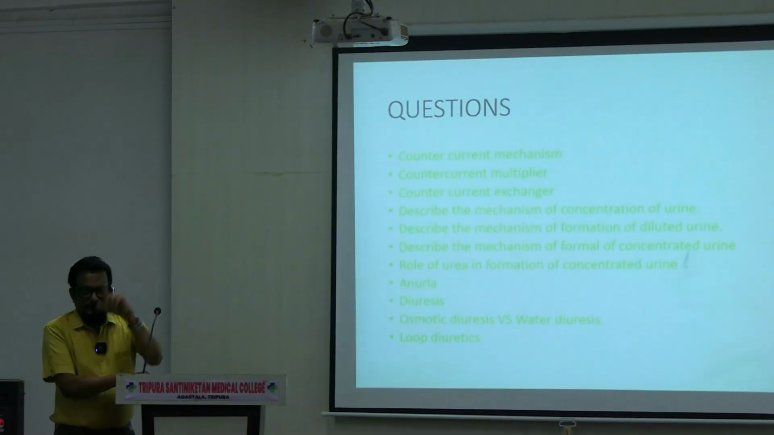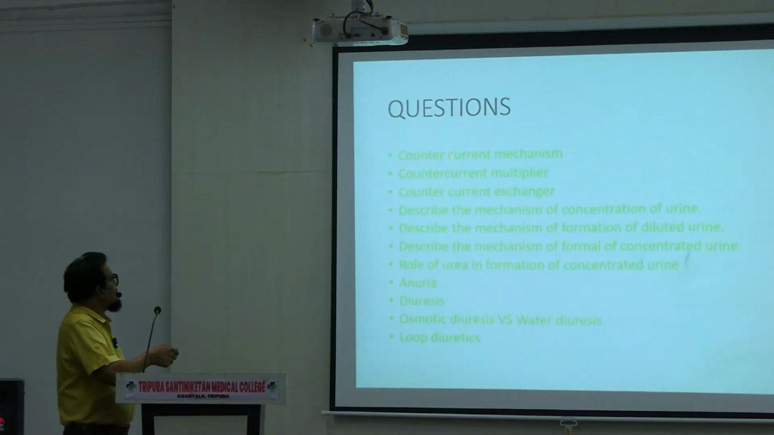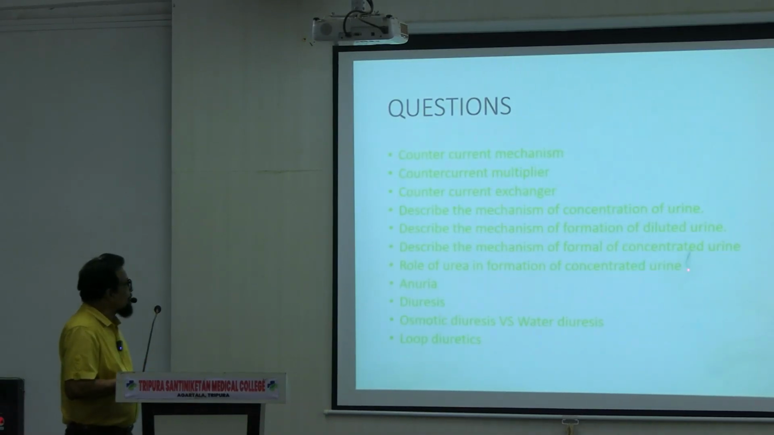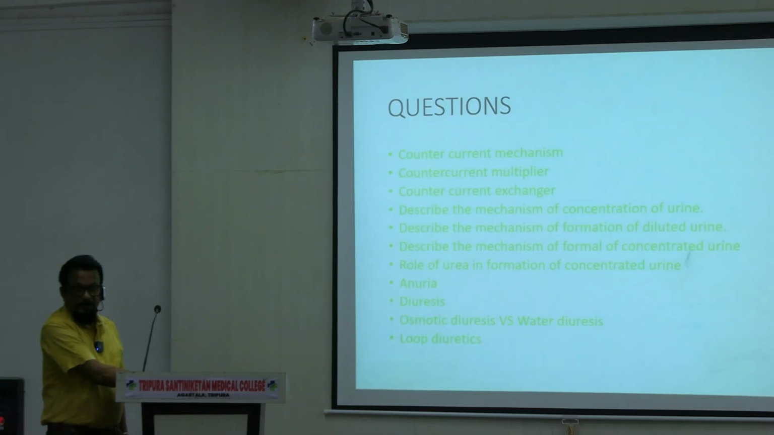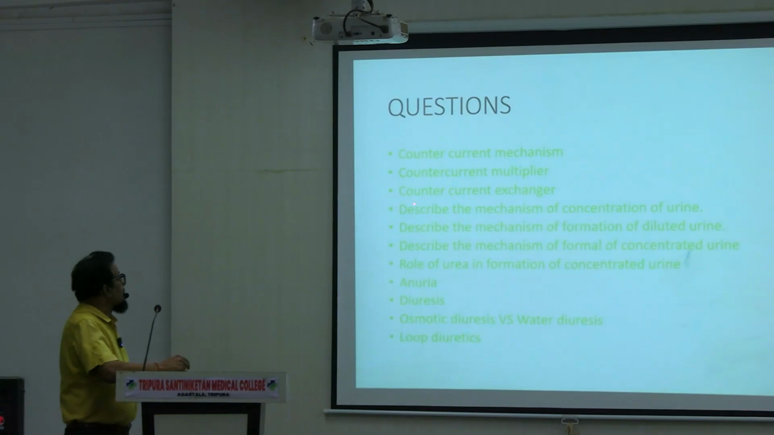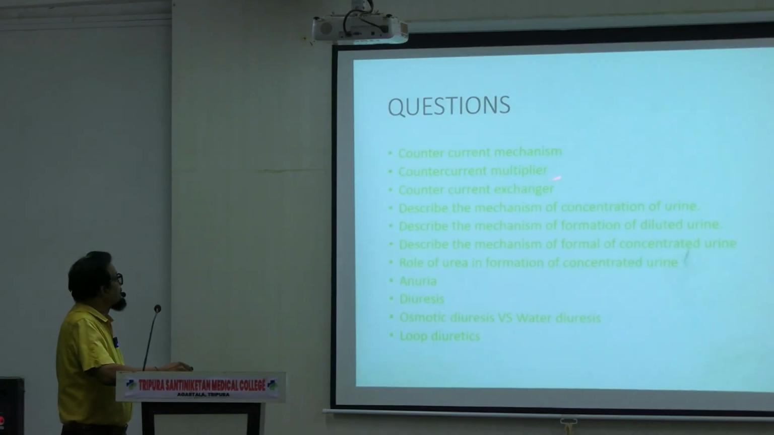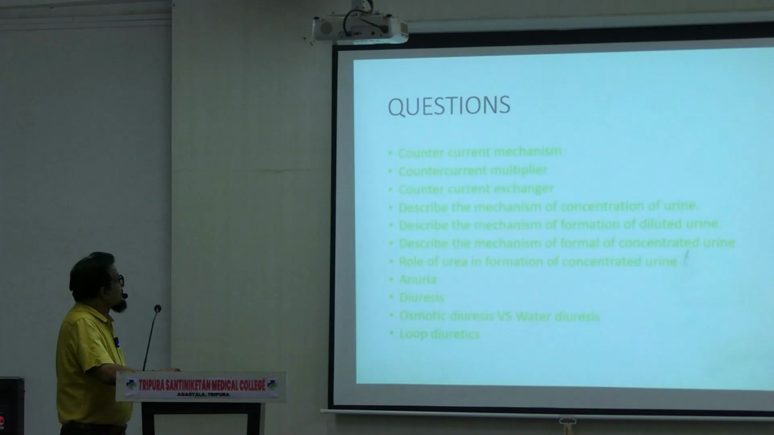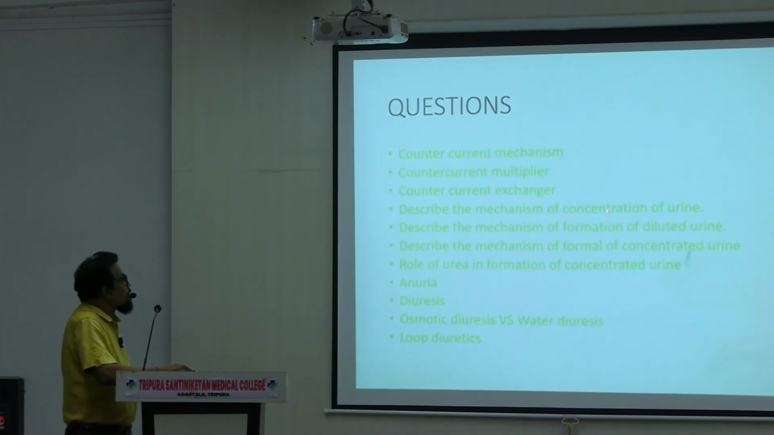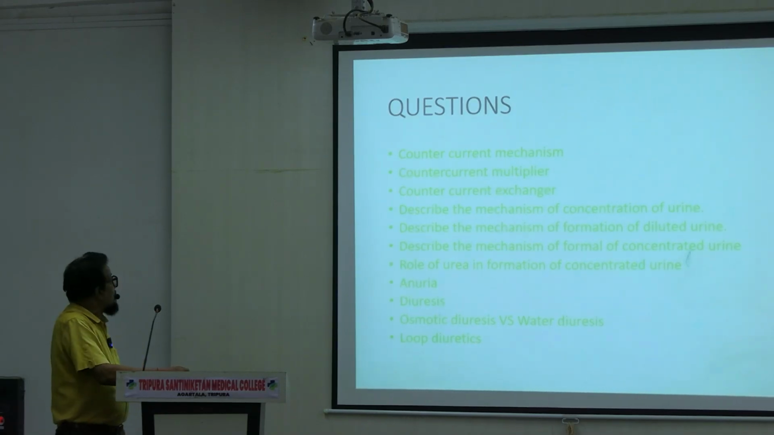So you have to explain this thing through this and the role of urea. This process would involve these sub-processes. But these are very important. For 5 marks, this can be asked: countercurrent multiplier, countercurrent exchanger. And this can be the most frequent question: the mechanism of concentration of urine or mechanism of formation of diluted urine.